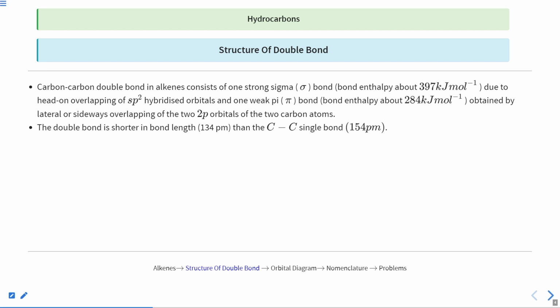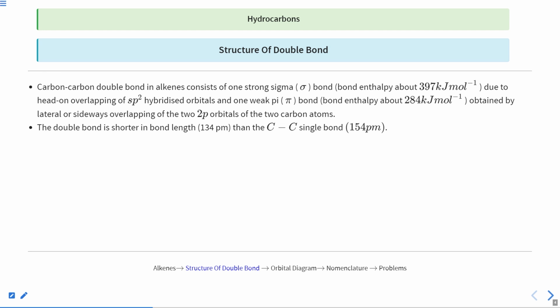Now if you talk about the structure, the carbon-carbon double bond consists of a strong sigma bond. So there are two bonds between carbon and carbon if they are doubly bonded. The first one is the sigma bond, which has a bond enthalpy of 397 kilojoule per mole, and it is there due to the overlap of an sp2 hybridized orbital of one carbon with the sp2 hybridized orbital of the other carbon. Now there is also a pi bond. The second bond is a pi bond, and the bond enthalpy for that bond is 284 kilojoule per mole. So you can clearly see that the sigma bond is thermodynamically more stable than the pi bond.